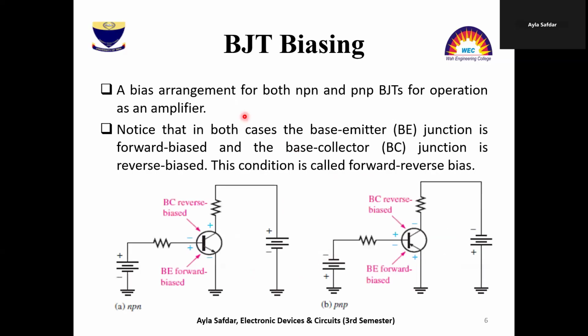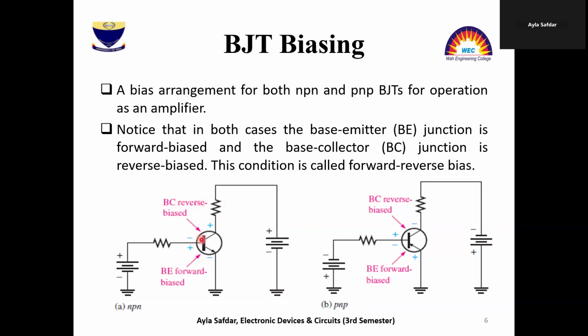Okay, for the BJT biasing, as I have told you, we have two junctions. Here we have the collector. This is the collector point, this is the base point, and this is the emitter, right? The junction between the collector and the base is the base-collector junction, and between the base and emitter we have the base-emitter junction. So you need to correctly bias them for the amplification purpose.